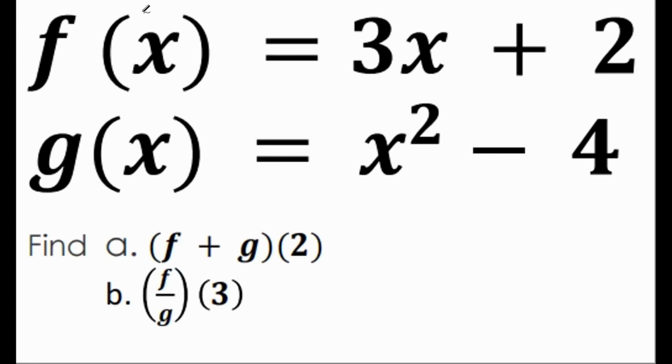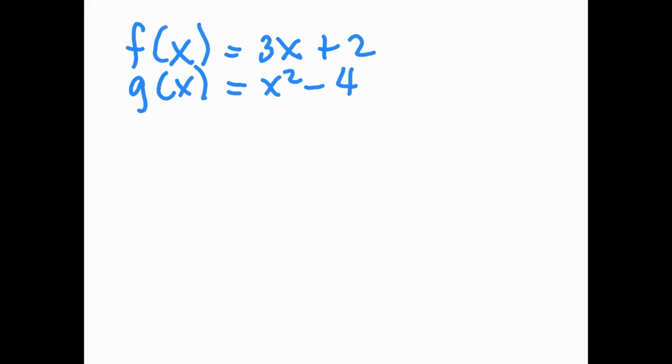Suppose we have these two functions, f and g, given as follows. f of x is equal to 3x plus 2, and g of x is equal to x squared minus 4. We'll find the sum f plus g of 2, and this second one, which is a quotient, f over g of 3, right? So here, first we'll find f plus g of 2.